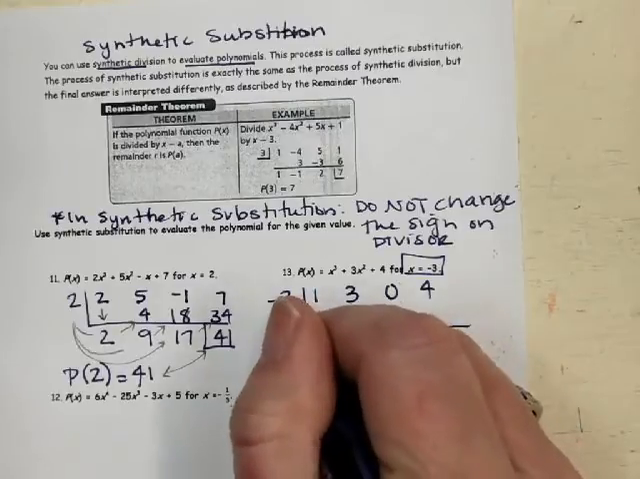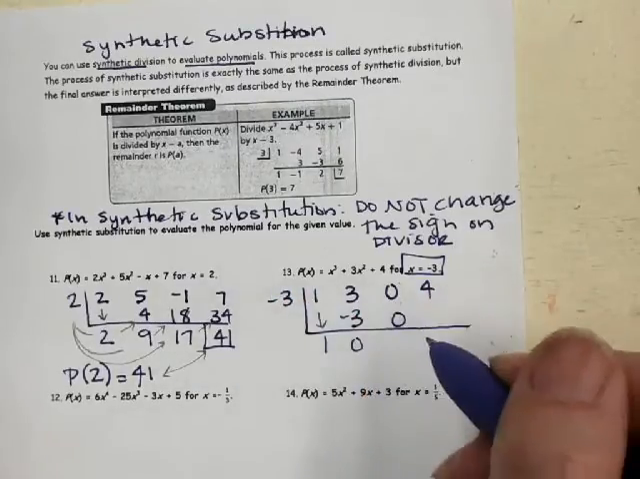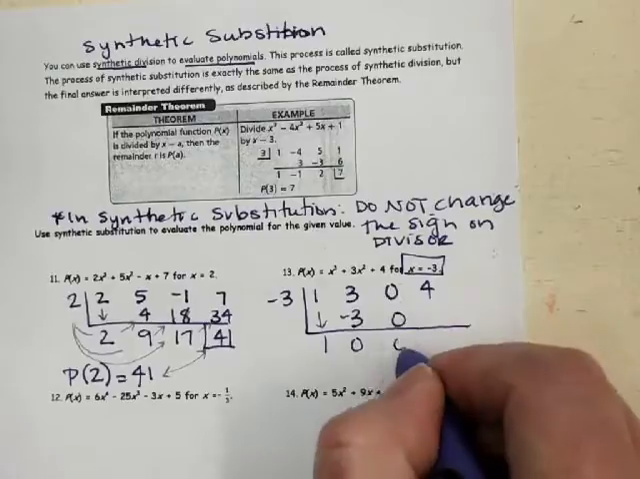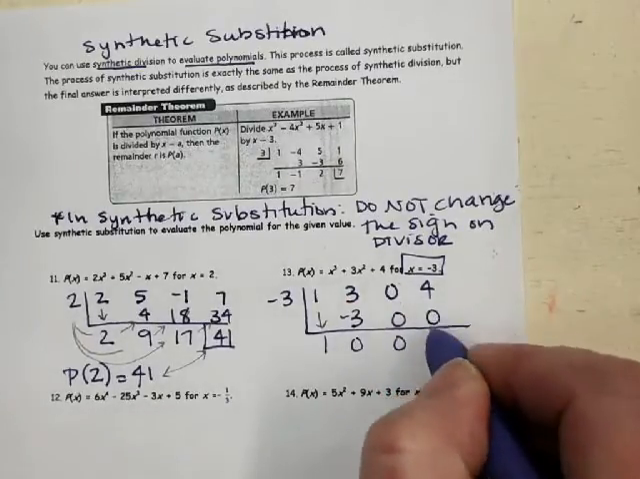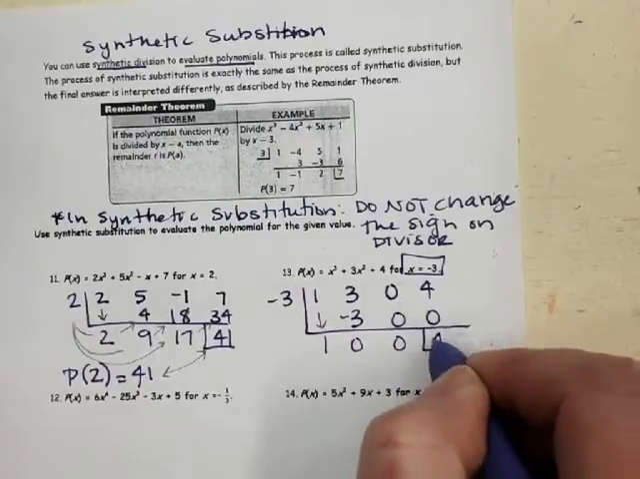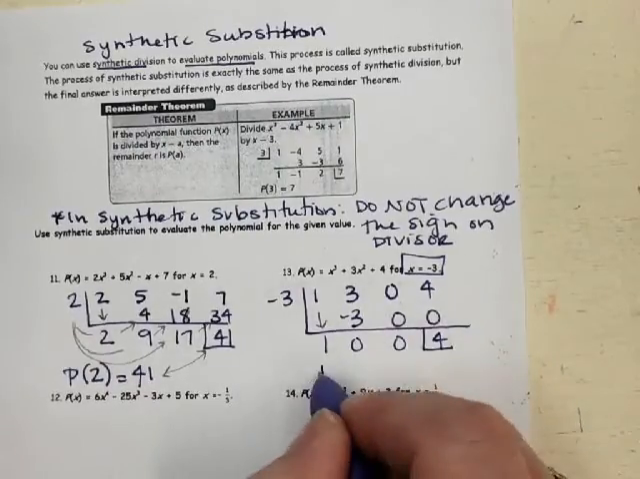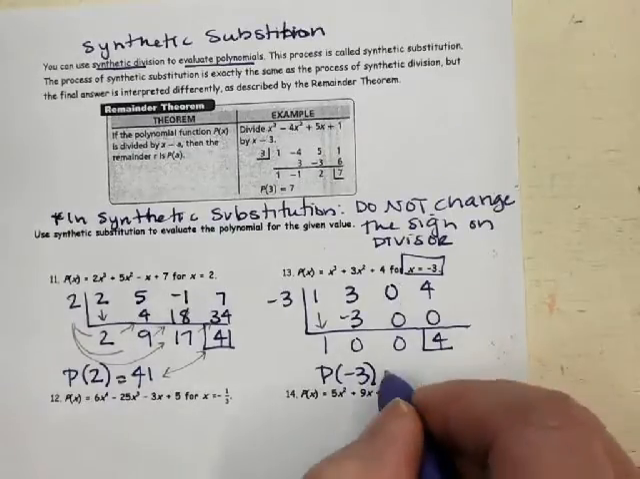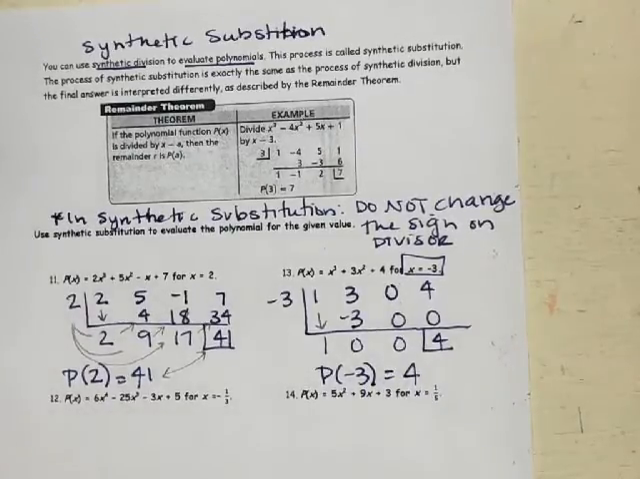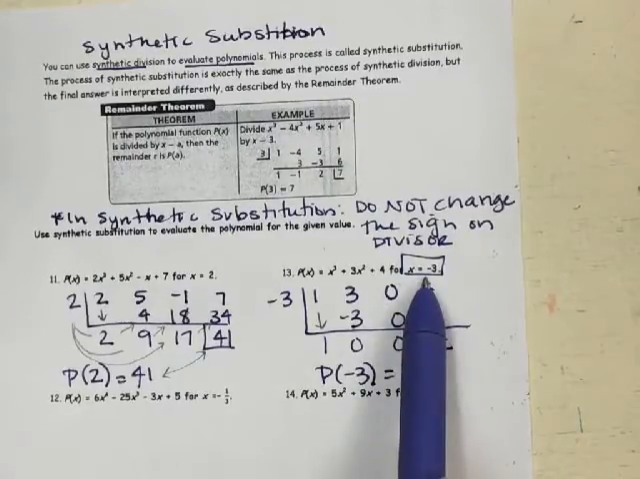Multiply, negative 3 times 0 is 0. 0 plus 0 is 0. Negative 3 times 0 is 0. And 4 plus 0 is 4. So this tells me that if I plug in negative 3 into my function, my answer is 4. That's the value of that function when x is negative 3. Synthetic substitution. Evaluating a polynomial for the value of x that I've been given.